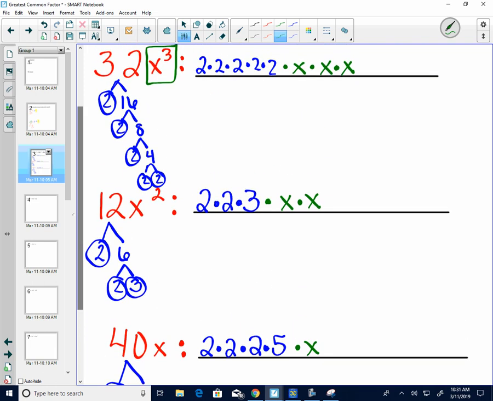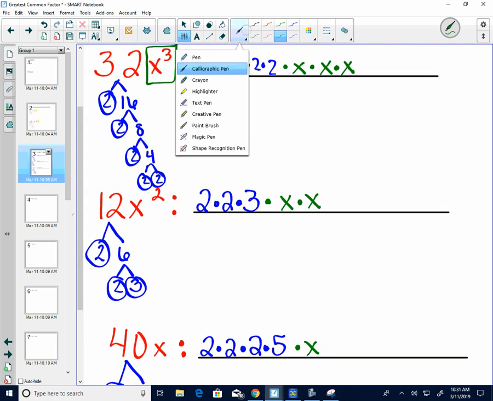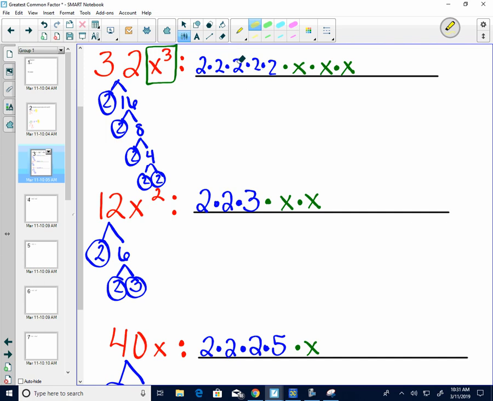So now that we have our prime factors written out on lines, we've got to figure out what do they have in common. Well, so far they all have at least one 2. They have two 2's in common, and that's it. They don't have any more 2's in common. This one has a 3, but the other ones don't have a 3. This one has a 5, but none of the other ones have a 5. So let's look at how many x's they have in common. This has 1x, this has 1x, and this has 1x. And that's it for the x's.